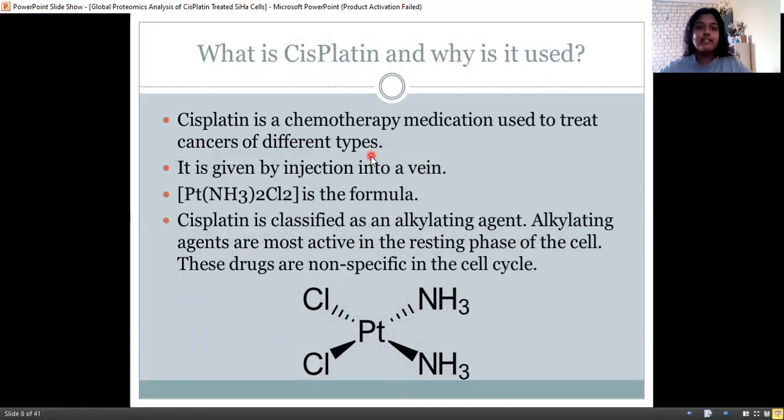So cisplatin is a chemotherapy medication which was synthesized by human beings. Its function was not known for a very long time, and then people realized that it was a very good chemotherapy drug. As I have given here, it is given by injection into a vein. It is an alkylating reagent, and these agents are most active in the resting phase of the cell. So these drugs are non-specific in the cell cycle.